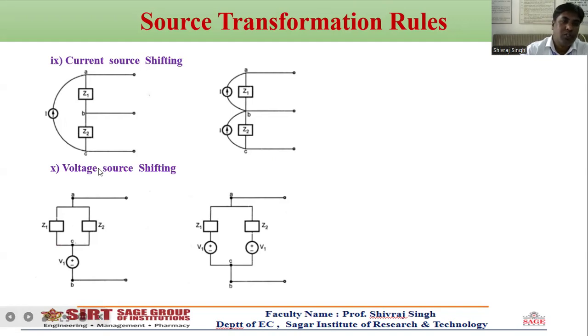Next one, voltage source shifting. If two impedances are connected in parallel and the voltage source is V1, then we can replace it by Z1 along with a series voltage V1, and the overall parallel circuit is connected to Z2 with a series voltage V1.